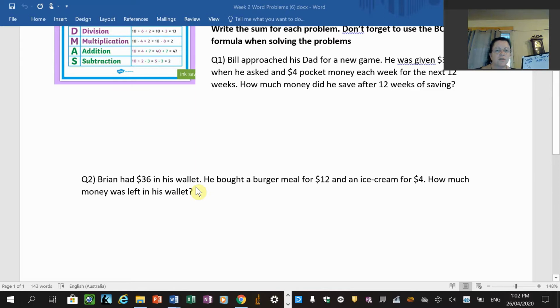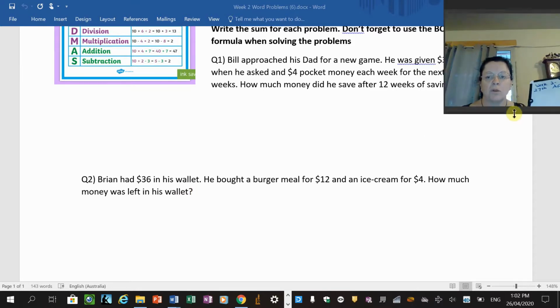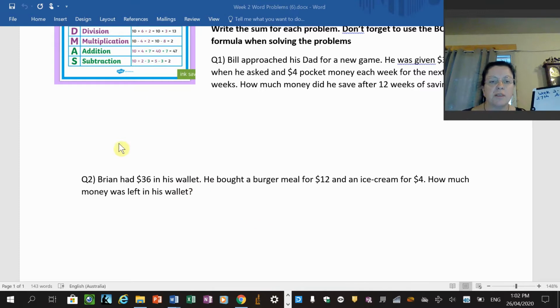Brian has $36 in his wallet. He bought a burger meal for $12 and an ice cream for $4. So how are we going to write that as a BODMAS so that we can figure it out? Well, what we need to do first of all is he's got the total amount of 36, but he then went and bought this and this.